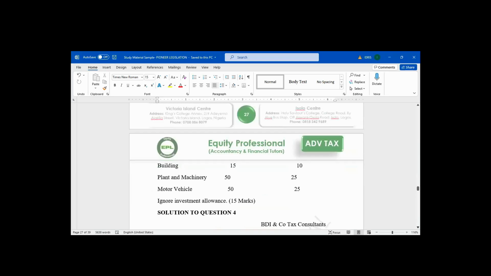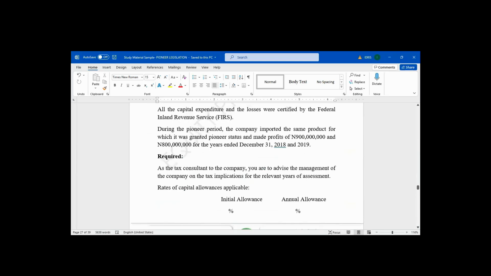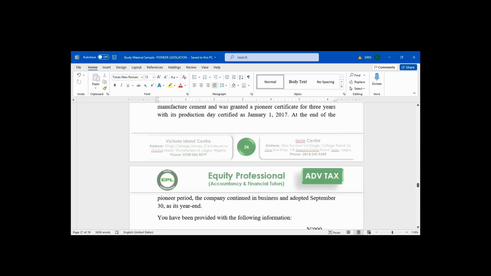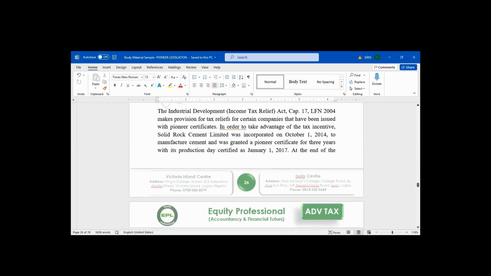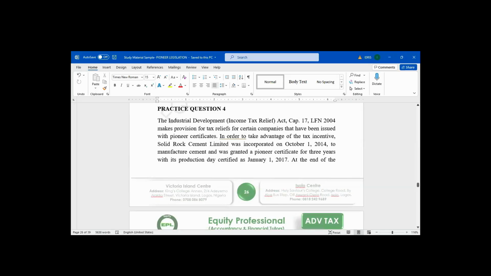So this question is asking us to do an advice on tax implication for the relevant year. In this question, they have the pioneer period, they have the post-pioneer period. Looking at this question now, when does the pioneer period start? The pioneer period starts when? 1st of January 2017.